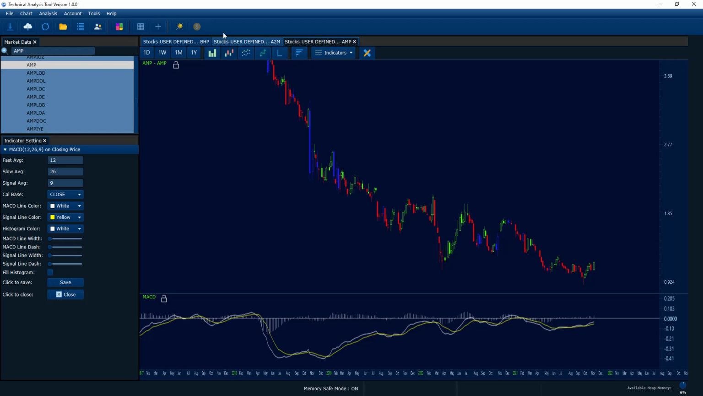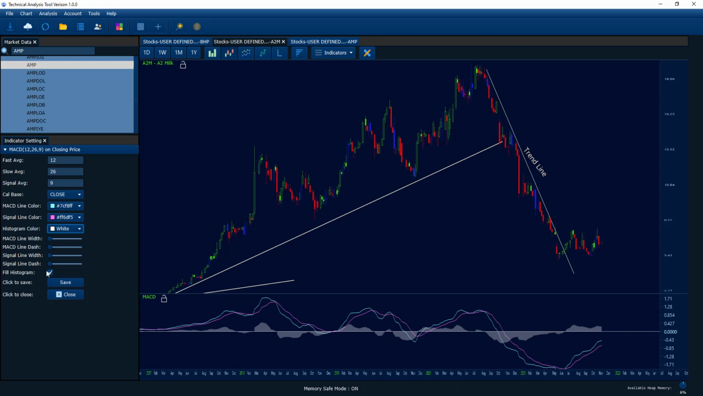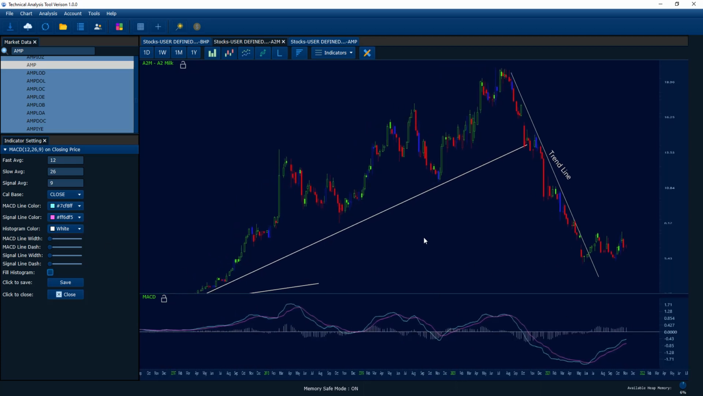All right, so this is the trend following part. Now let's move into another type of information that MACD can give us, which is the momentum, the price move part of the information.